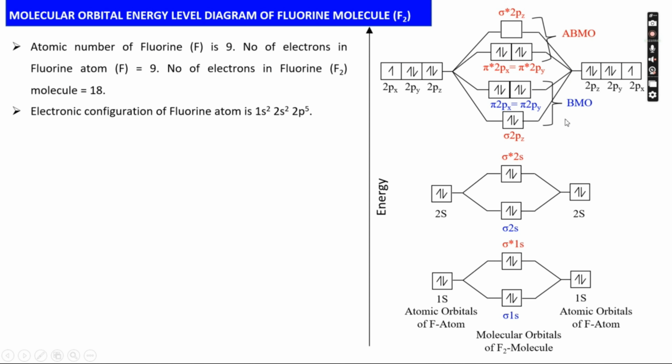This is called the bonding molecular orbital. These are called the anti-bonding molecular orbitals. Since the bonding molecular orbitals have lower energy than the atomic orbitals, these anti-bonding molecular orbitals have higher energy than the atomic orbitals. Therefore, they are called anti-bonding molecular orbitals. Like this, we can construct the MOED diagram for the fluorine molecule using MOT theory.